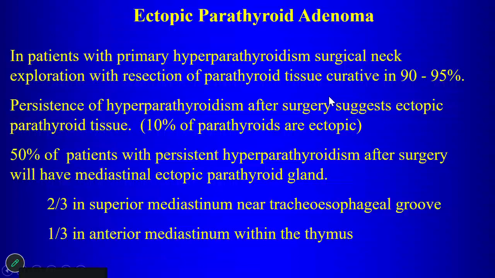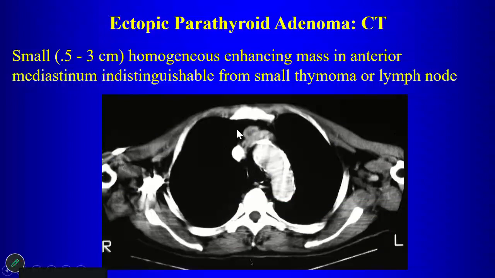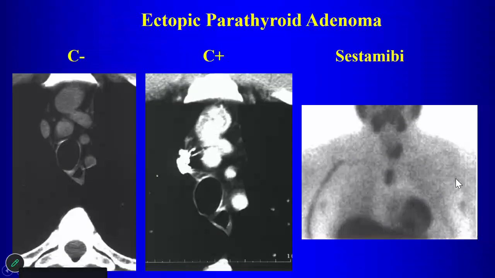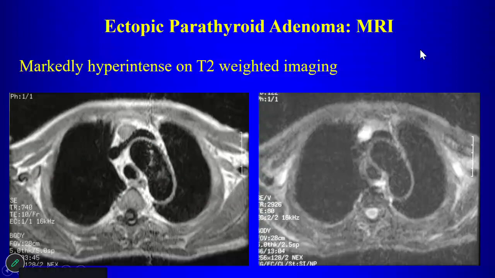So ectopic parathyroid adenoma: 50% of patients with persistent hyperparathyroidism after surgery will have mediastinal ectopic parathyroid adenomas. 2/3 in the superior mediastinum near the tracheoesophageal groove, 1/3 in the anterior mediastinum within the thymus. So these tend not to be very large lesions. They do tend to be vascular, so they will enhance with contrast. And of course, the way we look for them now is with the Sestamibi study to look for these ectopic parathyroid adenomas.